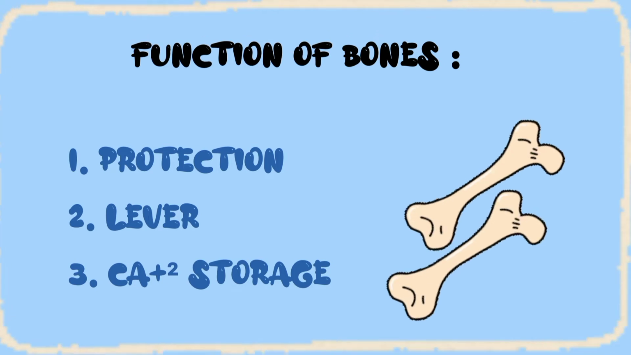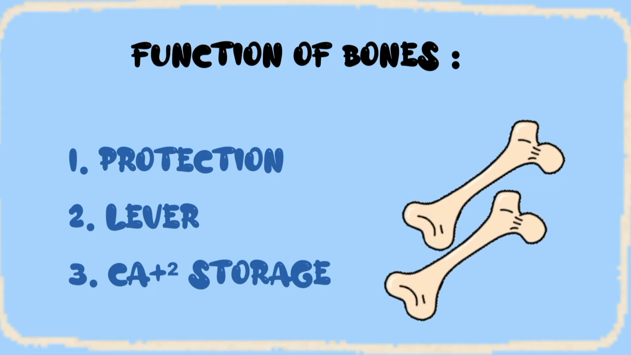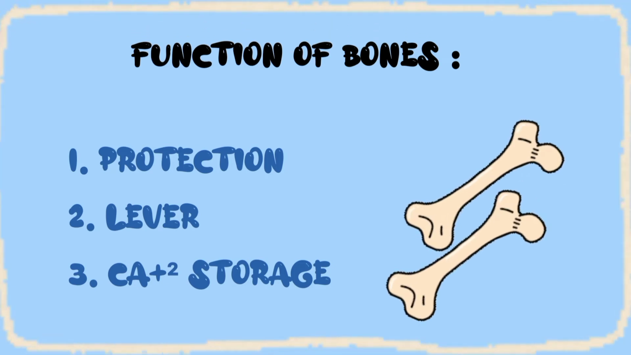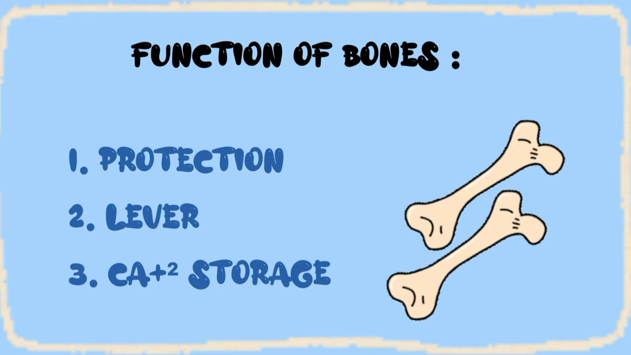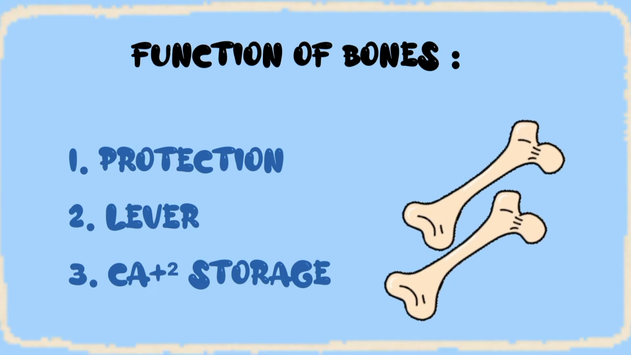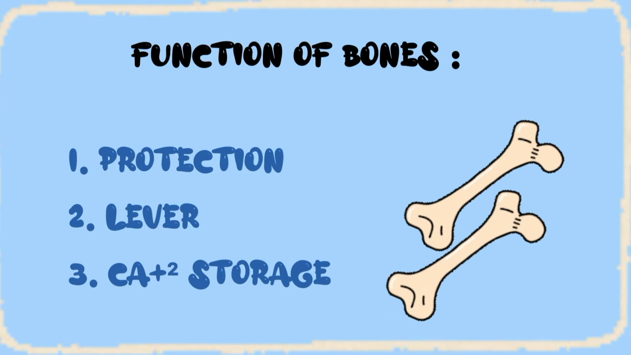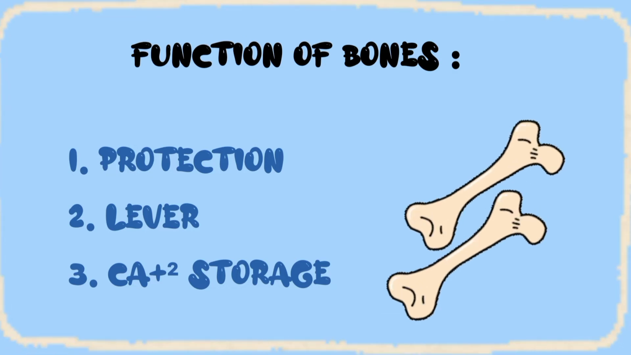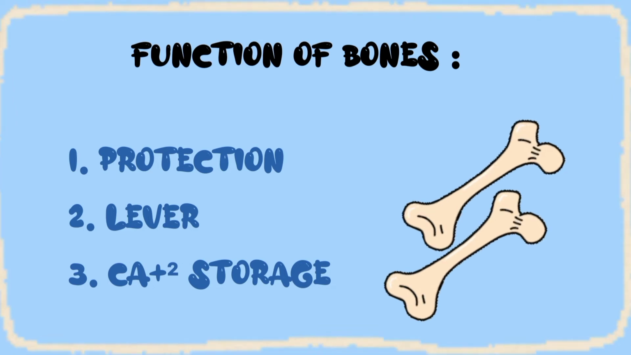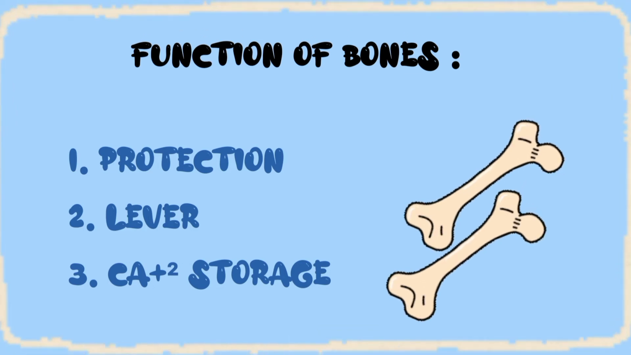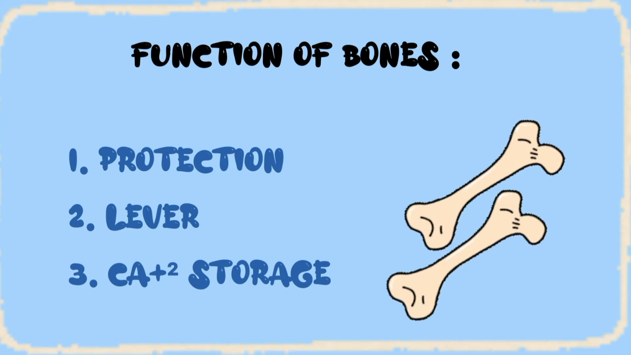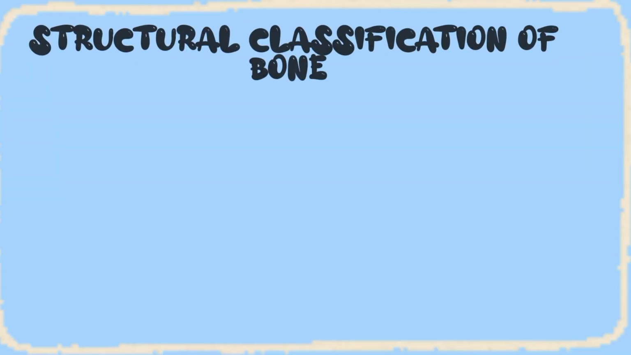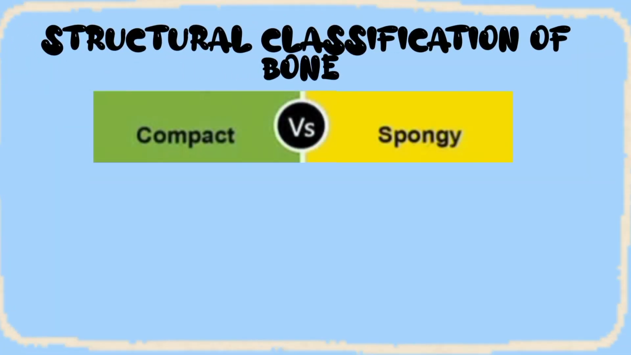Number third is calcium storage. We know that the bones are the bank of calcium. They store the calcium, and in case of any body requirement, when the body needs calcium, they provide the calcium. The bones release the calcium into the bloodstream, and the organ which needs the calcium absorbs it and fulfills its requirement. So now let's talk about the structural classification of bone.